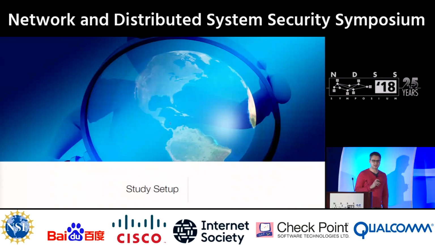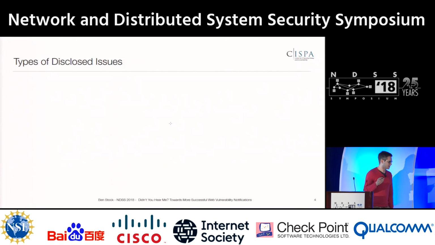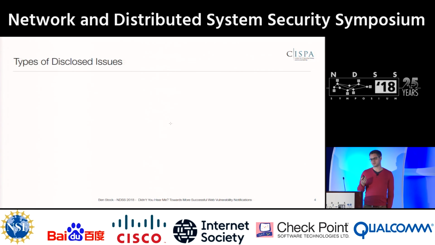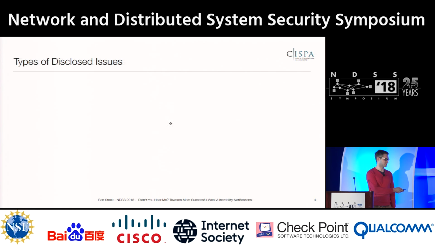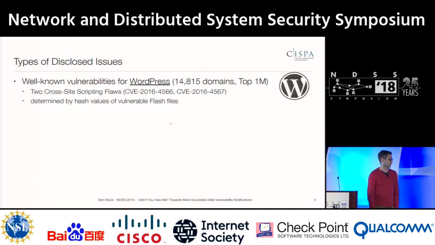Okay, let me first talk a little bit about the study setup and the types of vulnerabilities that we looked at. So we decided in the beginning to use 3 different types of vulnerabilities. The first one was 2 vulnerabilities in WordPress, which affected about 15,000 domains. These were cross-site scripting vulnerabilities, and those could be determined merely by retrieving a resource from the server and comparing a hash sum. So we didn't have to do any intrusive testing.